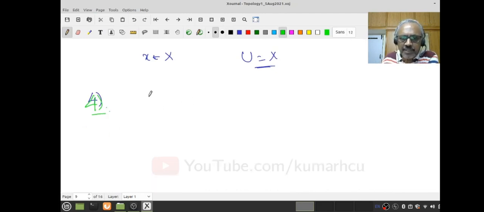Fourth example, let me take X equal to the set of natural numbers. For me, natural numbers start with 1, 2, etc.